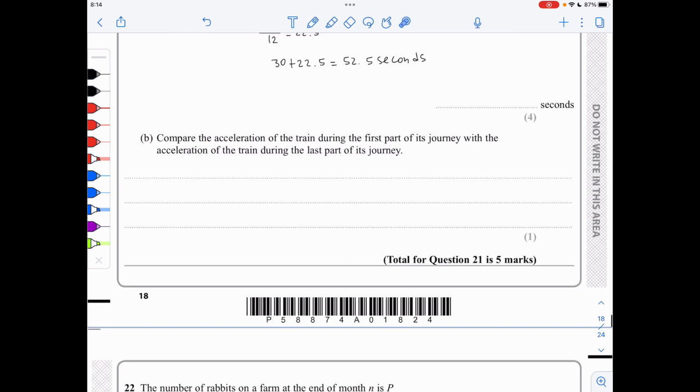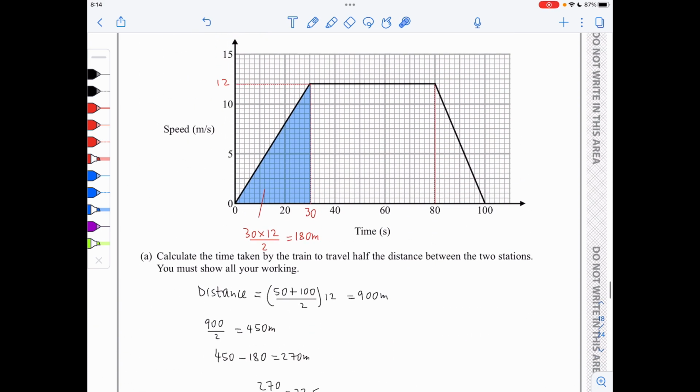In B, we need to compare the acceleration during the first part of the journey against the acceleration during the last part of the journey. So going back to the speed-time graph, we can make two observations. The first one is that the train was accelerating at the beginning and decelerating at the end of the journey. So it was picking up speed as it started off from rest, and then it was decelerating, it was coming to rest, so the speed was decreasing.